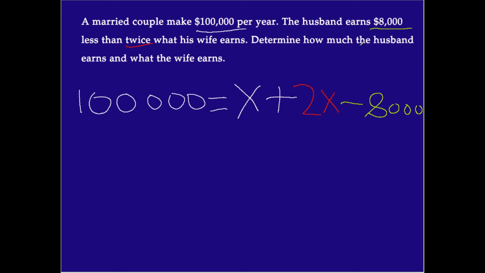So now, what we need to do is combine like terms. First of all, that makes it easiest for us. So x plus 2x, let me go ahead and do this for you. x plus 2x is going to be 3x. And so I still have my 8,000. That hasn't changed because I haven't dealt with that yet. And of course, I still have my 100,000 over here.